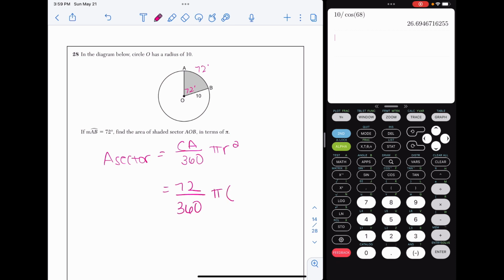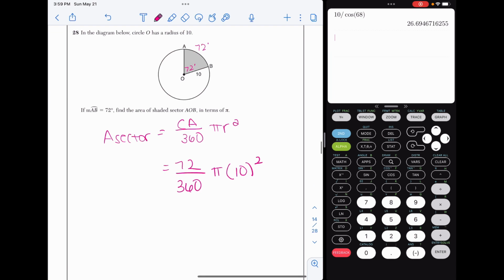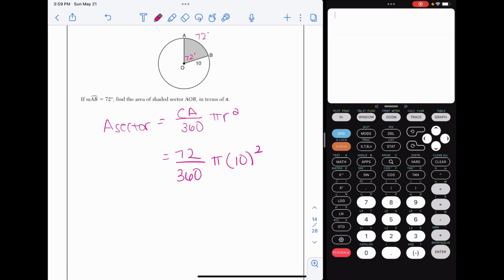Pi, radius is 10. We're going to do this in terms of pi. That means I'm not going to put pi in my calculator. I'm just going to put the other stuff. So 72 over 360 times 10 squared. And I get 20, put pi in our answer, and so our answer is 20 pi.